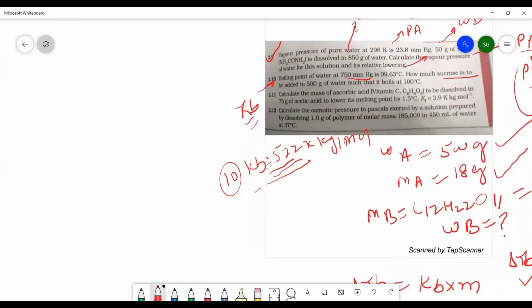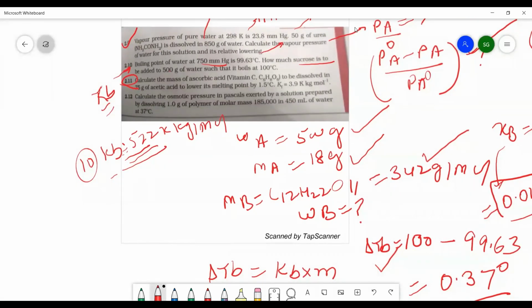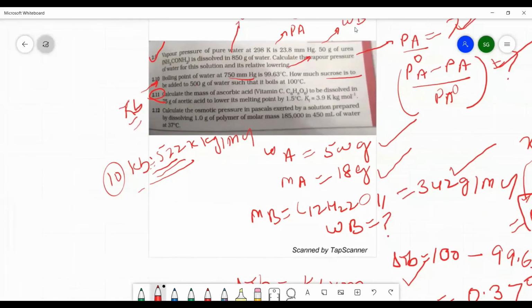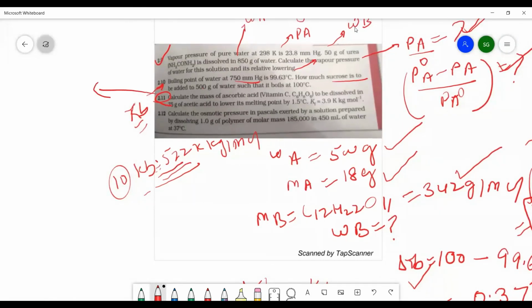Now see the question number 11. Calculate the mass of ascorbic acid. That means here you have to calculate WB. ये आपको calculate करना है. In 75 gram of acetic acid, that means WA is given to you, 75 gram. Lowers its melting point. That means delta TF lowering, कम हो रहा है. Lowering of that is 1.5 degrees Celsius.